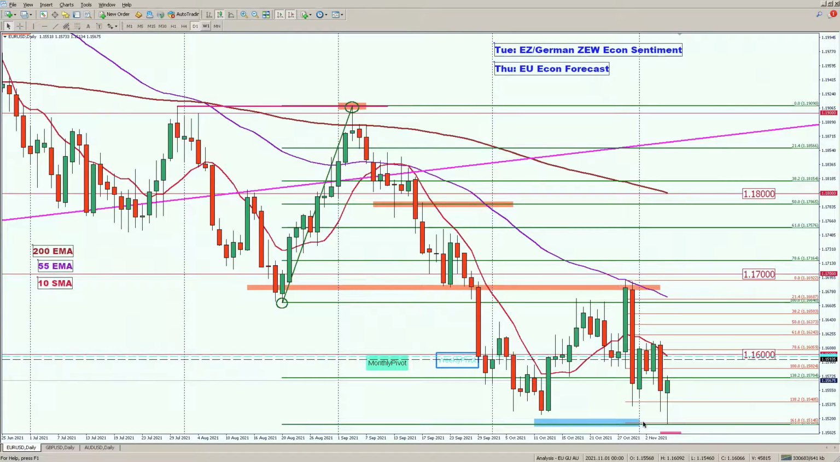It still managed to find support. It did dip lower on the Friday after the US non-farm payroll report to test the 162 fib extension of this reversal move in green. That's the green fib extension here, and it managed to find support there. There's also confluence with this shorter range.